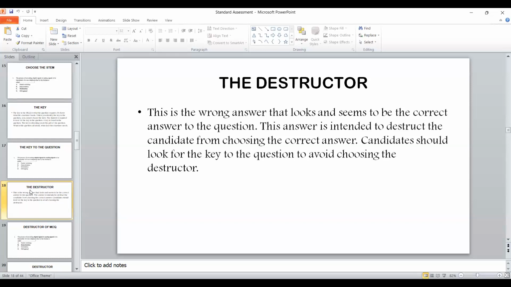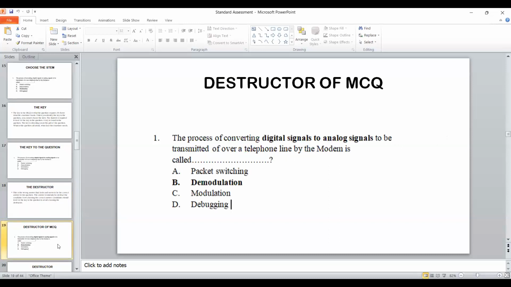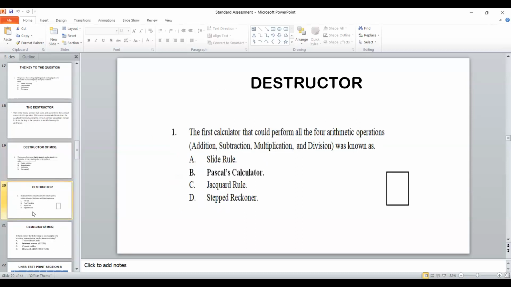So even the learners must be knowing now. So this structure looks like this one. The key there, you can see, is to convert from digital to analog. But the student will be confused: demodulation and modulation. And many of the learners will go with the demodulation. So that is how we set the multiple choice questions. You must bring out those competences and the elements in each and every question. Then I can give you another example here.